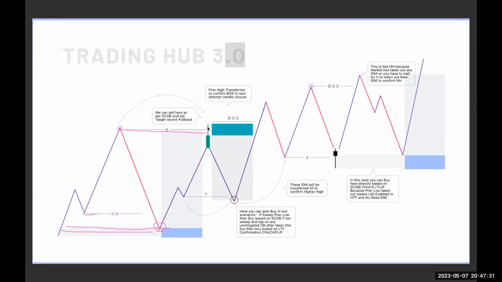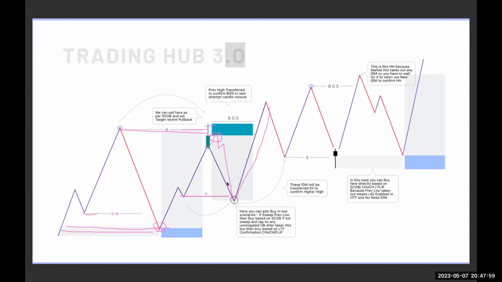And remember one more thing, this is a 50% probability setup. This is not high probability. Why? Because the trend is bullish. So if the previous high, you can buy or sell based on single candle order block and target the first pullback, which you can say is the inducement, right? You can sell here for the short term because in the next attempt, possibly the market can go higher.